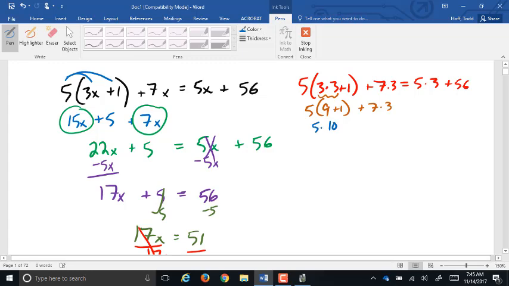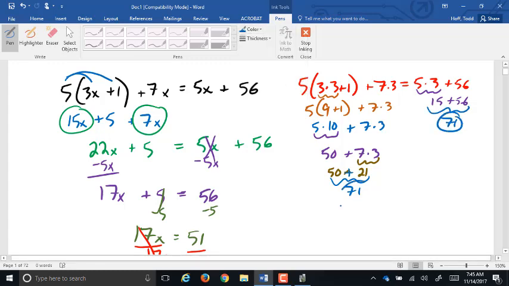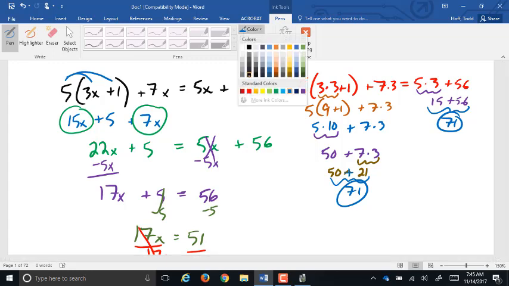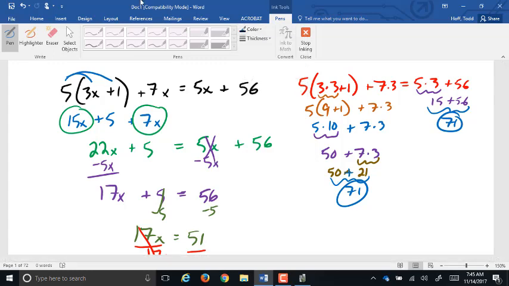9 plus 1 is 10. I can remove the parentheses. 5 times 10 is 50. 7 times 3 is 21. And that adds up to 71. On the other side over here, 5 times 3 is 15. 15 plus 56 is 71. We get the same value on both sides. So that tells us that we're relatively assured that x equals 3 is our correct answer.